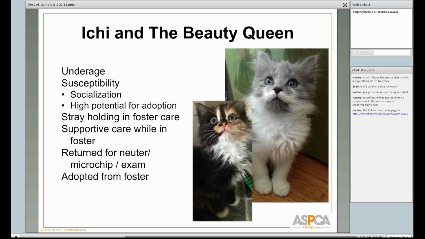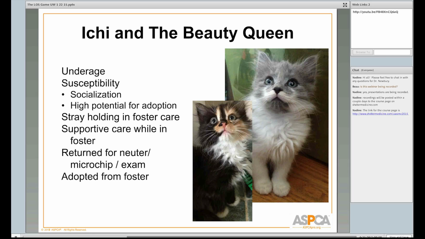So here's an example of a kitten named Ichi and his sister, the Beauty Queen. They show up to a shelter, they're underage, they have a high susceptibility to disease, so they're at risk, they need socialization, but if you look at them, they also have a pretty high potential for adoption.